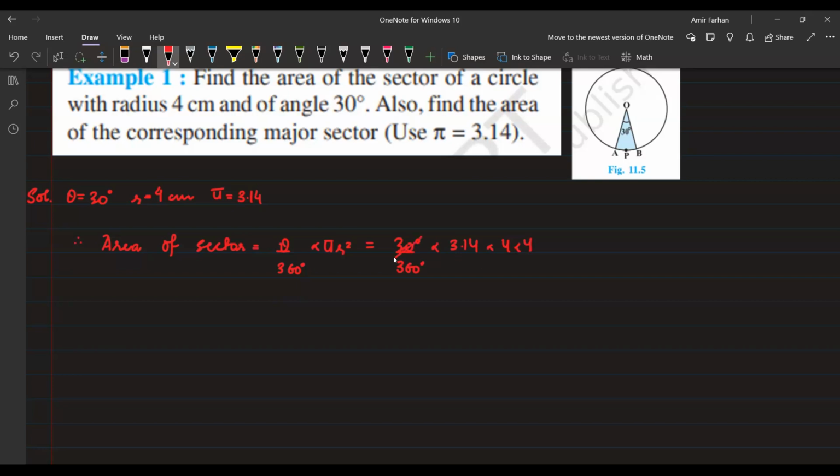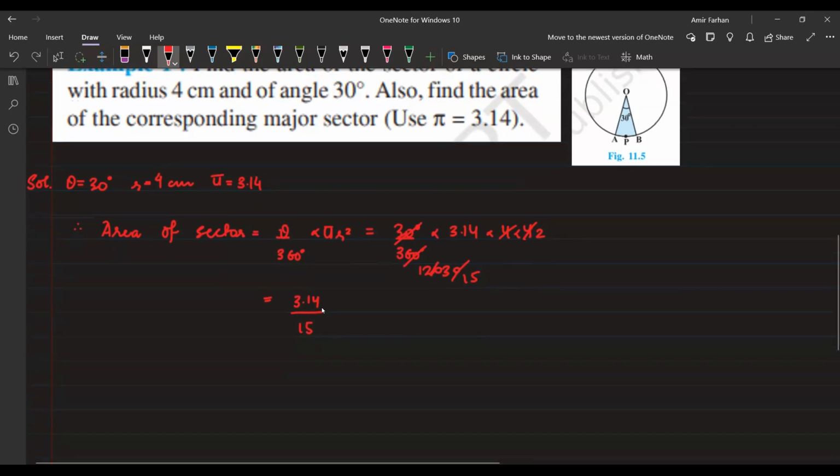So now you can see this thing, this will get cancelled. How many times? 120 times, right? And this will cancel by 30 times, right? And this will cancel twice and this will cancel 15, right? So as you can see, Gianna, it is equal to 3.14 divided by 15. So the area would be in centimeter square.